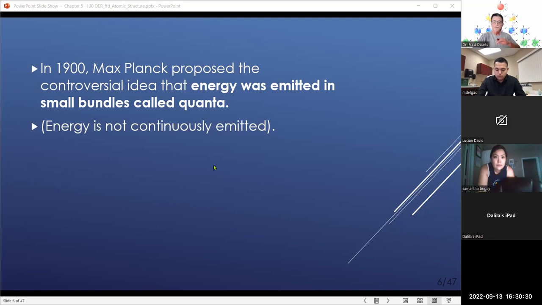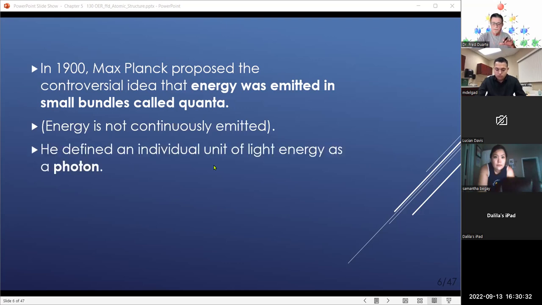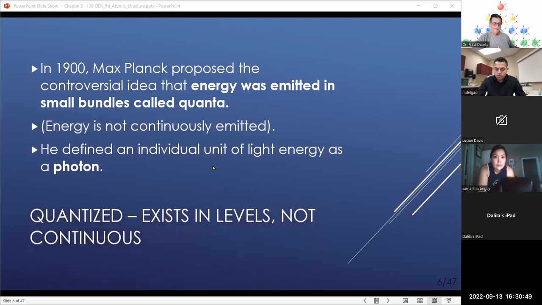So energy is not continuously emitted, okay? He used the term photon to name an energy packet of light. So sci-fi people pick that up. Now you got photon torpedoes. So, talking about light, the bottom line is this: he called them quantized. The energy levels are quantized, okay, with respect to light.